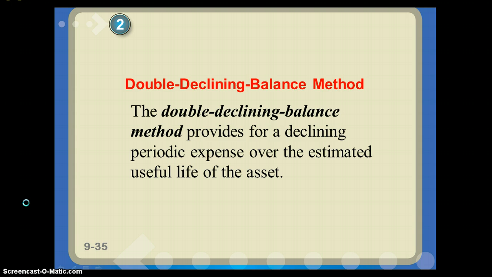The final method is the double declining balance method. The double declining balance method provides for a declining periodic expense over the estimated useful life of the asset. So early on in the life, depreciation will be higher, and then it will decrease as the asset gets older, so it won't offset our cost as much later in its useful life.